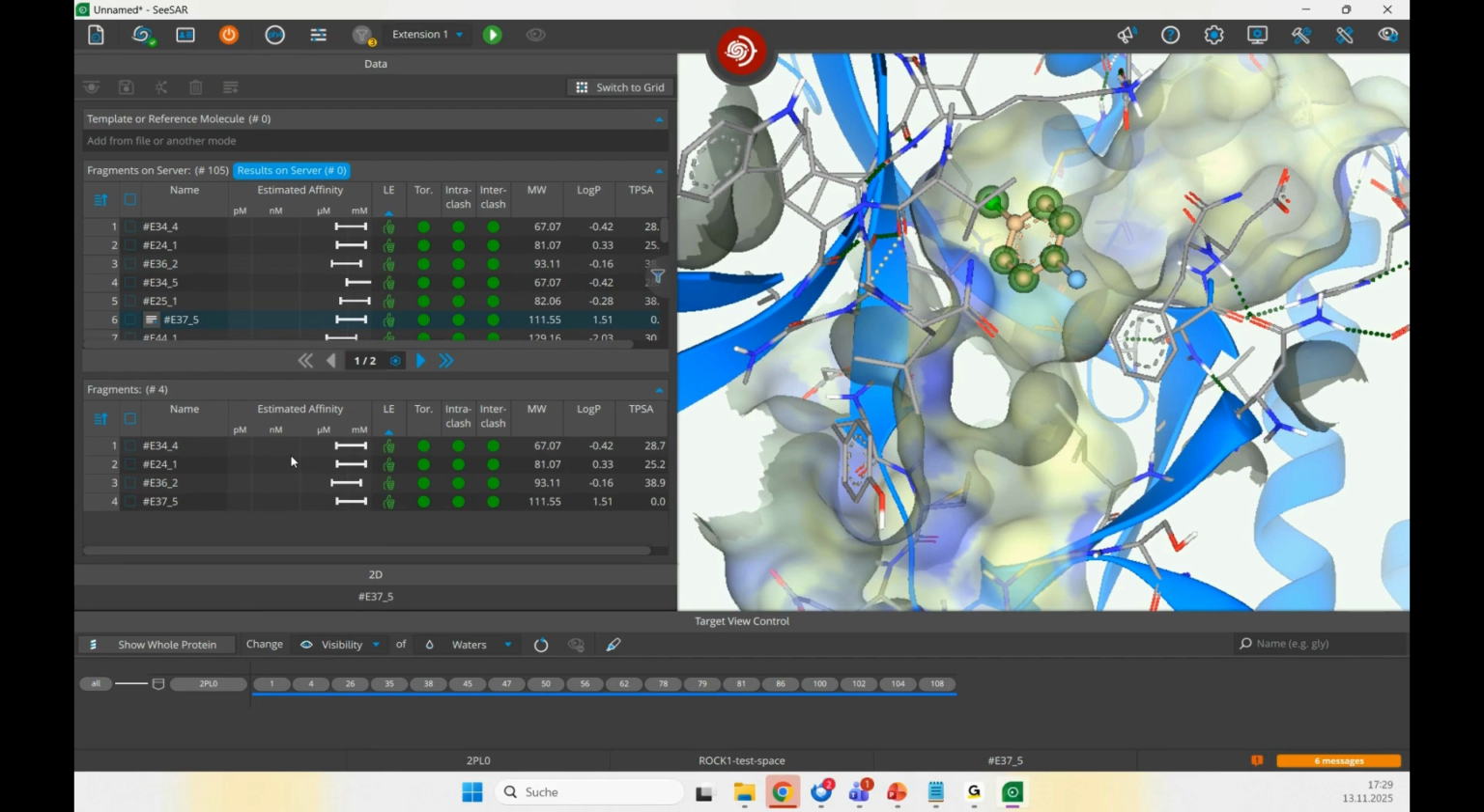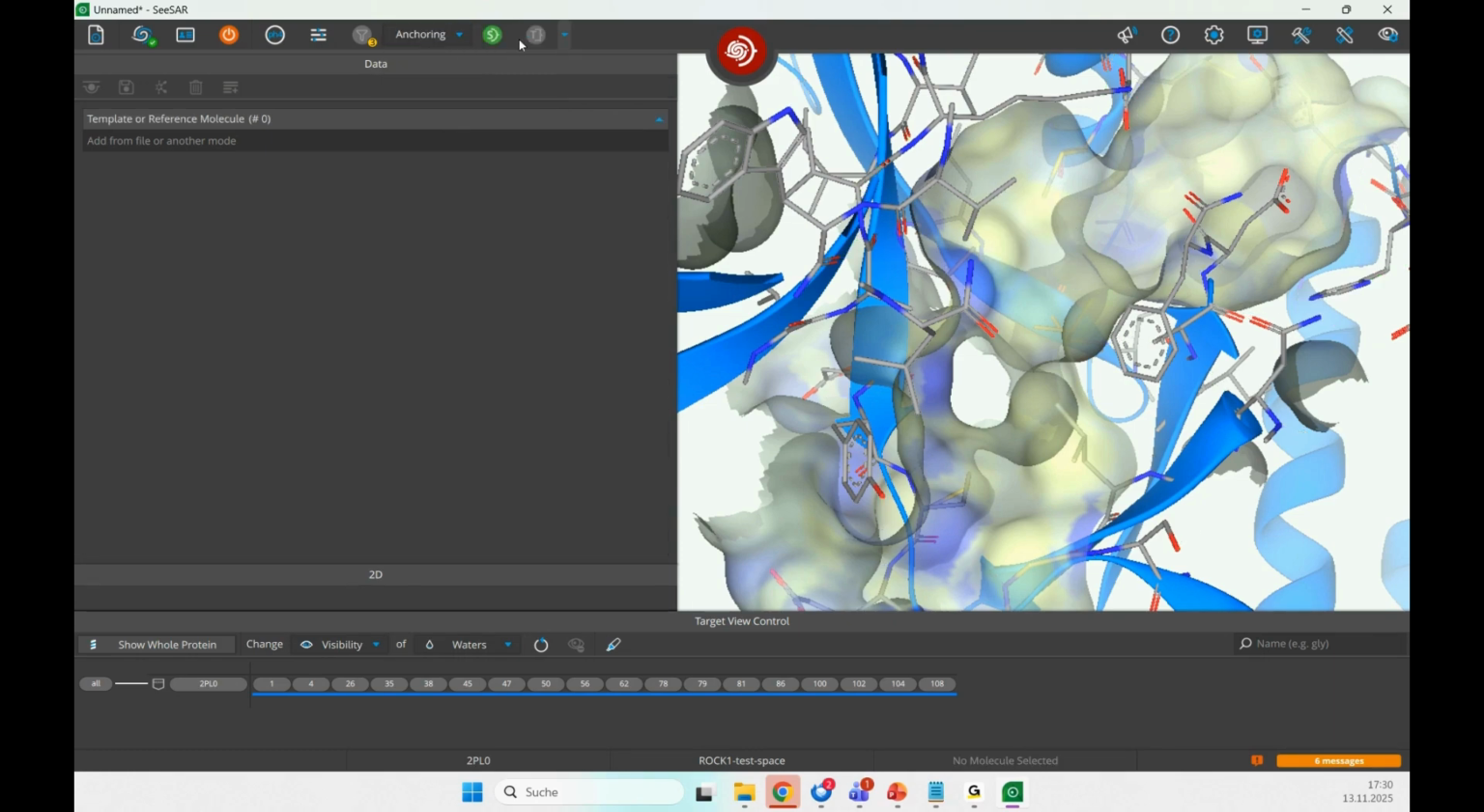We are already there. Extension 1. Now I want to view the results. I'm downloading them. And here we are. So now we have already 119 compounds that we were able to dock into the binding site. We can see the first fragment was now extended. I would also like to continue with that.